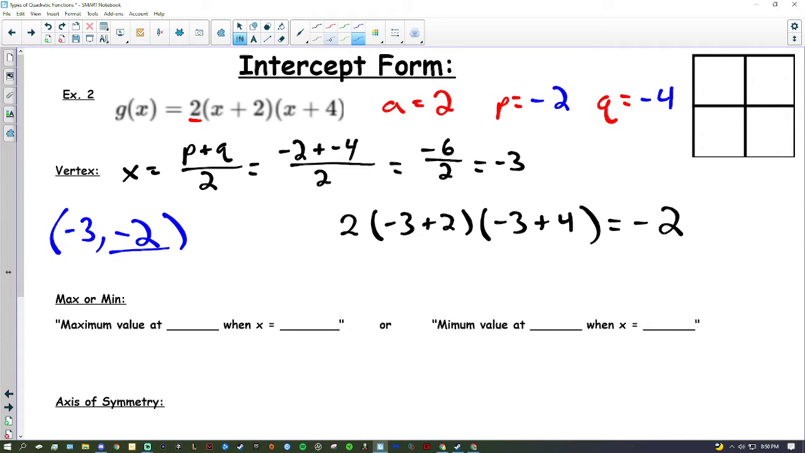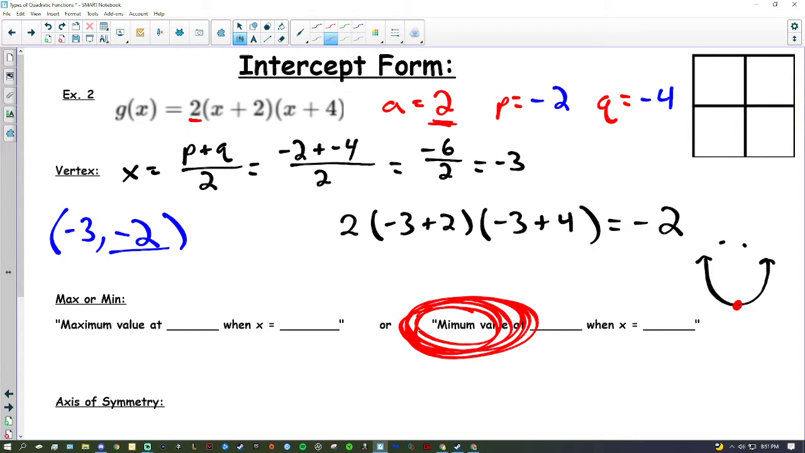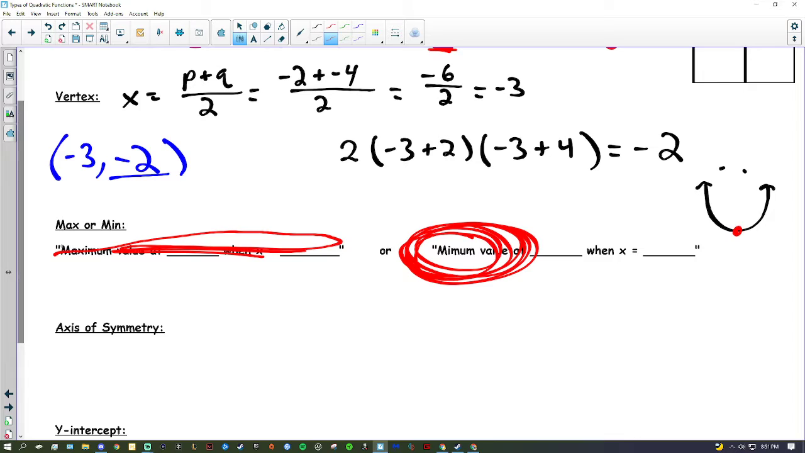If we look at our a value, it is positive, and this is going to help us find our max or min. It's positive, so we have a happy quadratic, which then has a minimum down there at the bottom of the smile. Minimum. Not a max. Moving on, our axis of symmetry. Your axis of symmetry is wherever your vertex is, so x equals negative 3.